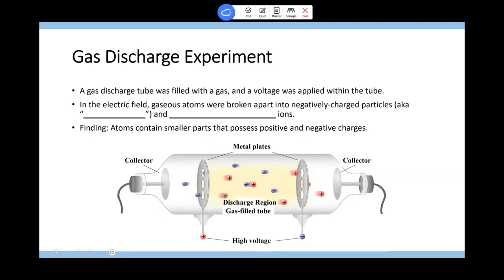So a gas tube, I think that's supposed to say a glass tube, was filled with gas, and then a voltage was applied between the tubes. So we have high voltage, there's a positive metal plate and a negative metal plate. And so an electric field is created. In that field, the gaseous atoms were broken apart into negatively charged particles, which were called electrons.